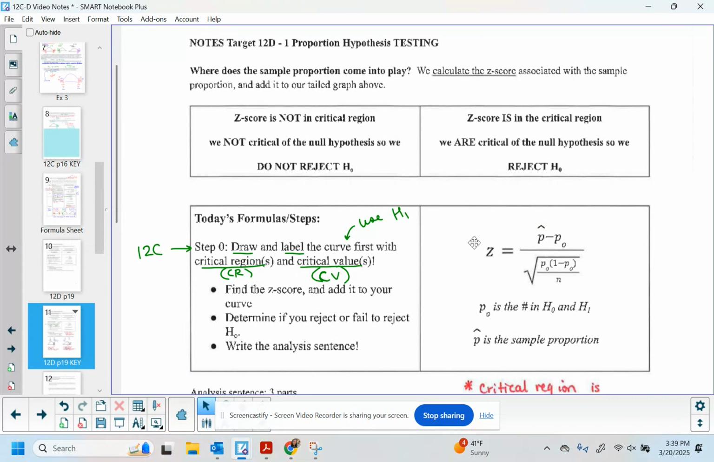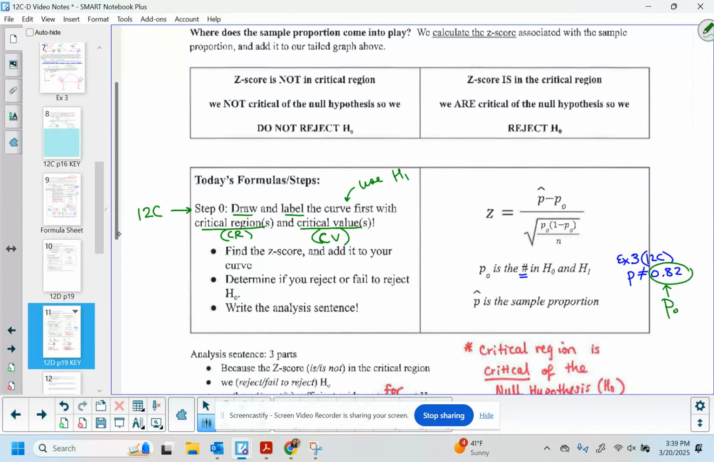After that, we're going to find the z-score using this formula. So P0 is the number in the hypotheses. So if your hypotheses, like the very last example from example 3 from 12C, said that P is not equal to 0.82, this number right here would be your P0. All right. P hat is the sample proportion. We talked about that in 12A.